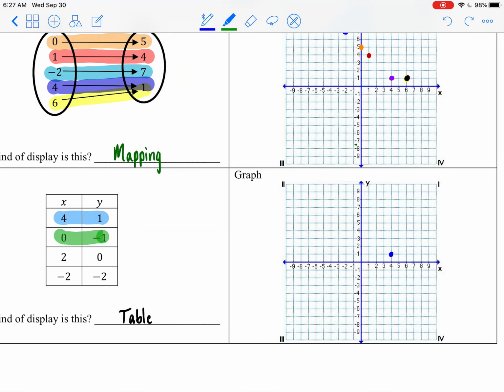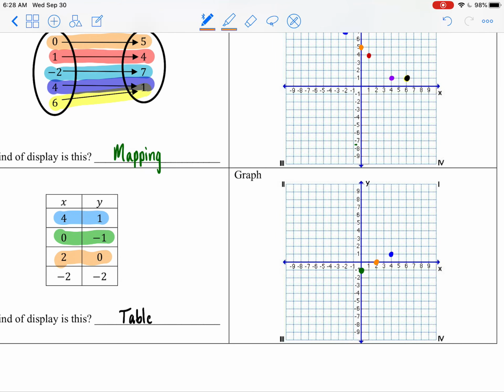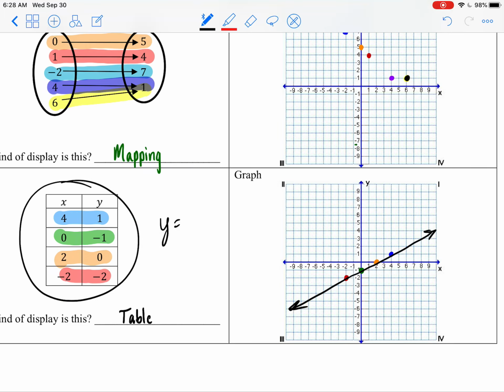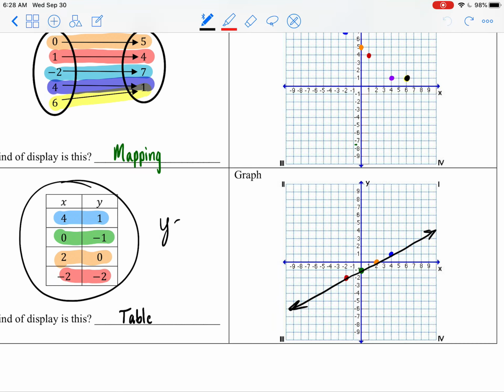How about this right here, 0, negative 1. So 0 for x, negative 1 for y. And then the next one is 2 for x, 0 for y. And then the last one here is negative 2 for x, negative 2 for y. Okay? And what's cool about these is you'll notice on some of these relations, like on this one, you could actually draw a line through those points. A lot of times you're going to run into tables and you're going to have stuff like y equals 1/2 x minus 1. And if you actually check it against the line, they all match. So that's what we're going to be talking about over the next few weeks.